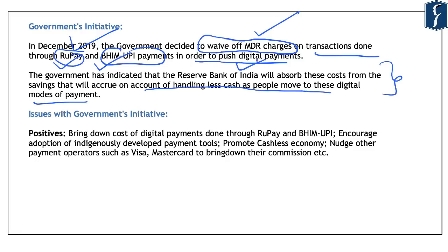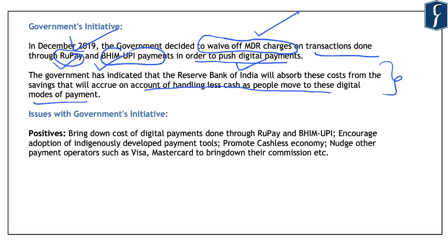So basically, when the people move towards the digital modes of payment, it will lead to some kind of savings for the RBI because it will now have to handle less cash. And accordingly, the RBI will be able to absorb the costs from the savings that accrue because of less handling of cash. Now, what are the positives of this decision of the government of India?